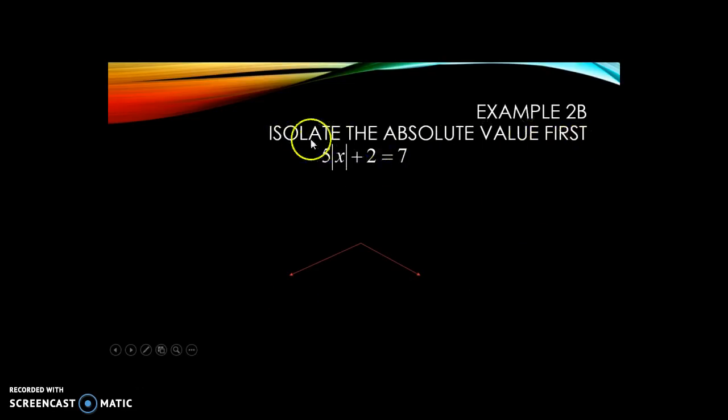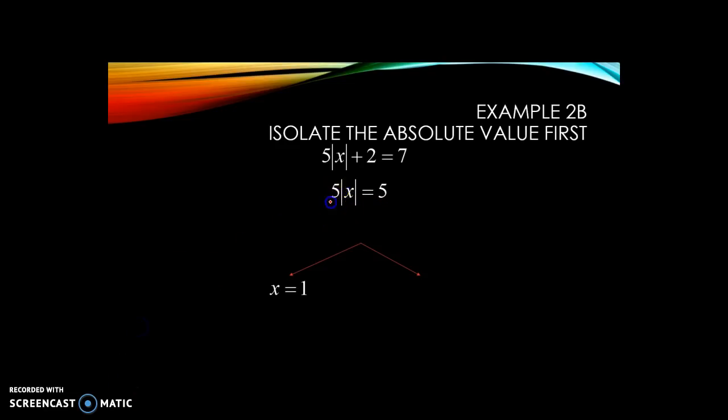Now for 2b, we want to isolate the absolute value first. So we don't want to make 2 equations here yet, because the only time it works is when the absolute value is isolated. So this 2 and this 5 are going to change what this 7 is. We subtract 2 from both sides, and we get 5 times the absolute value of x equals 5. I'm going to divide both sides by 5. Oh, I missed that step. Sorry about that.